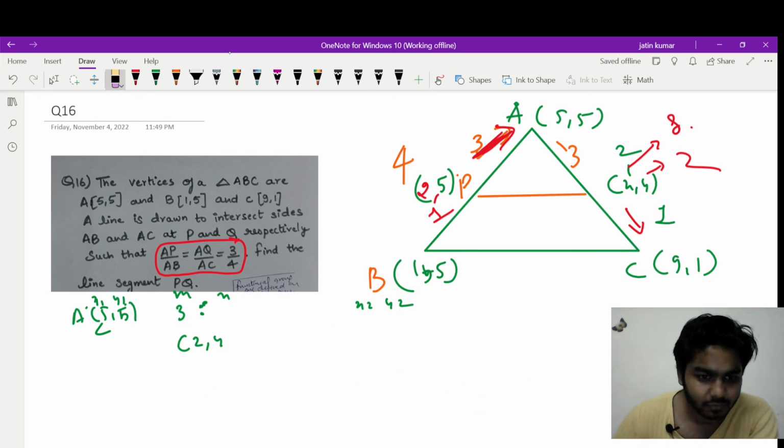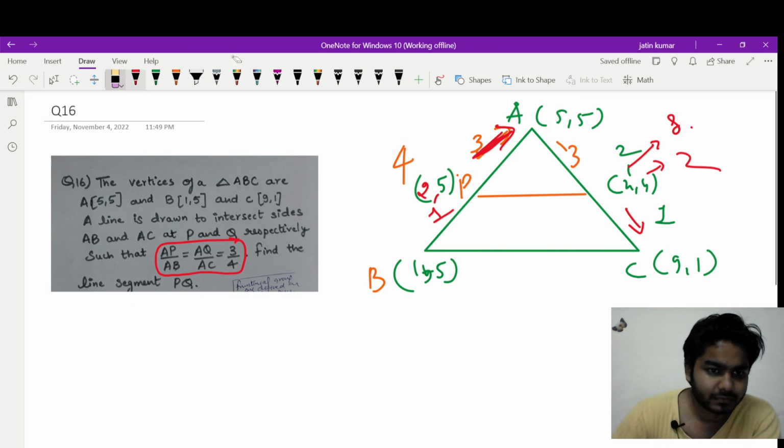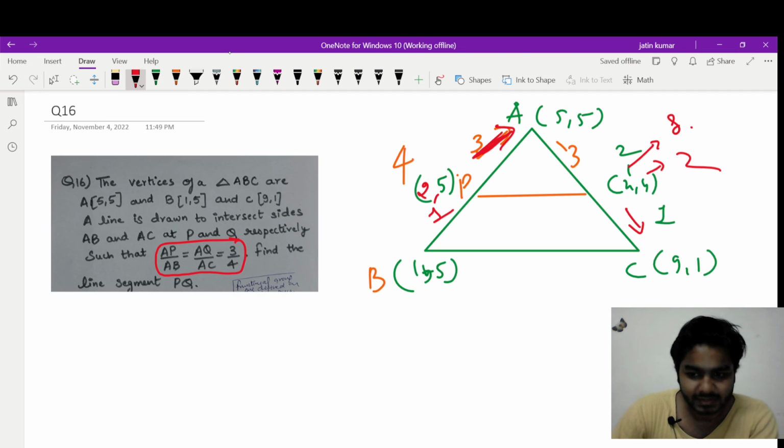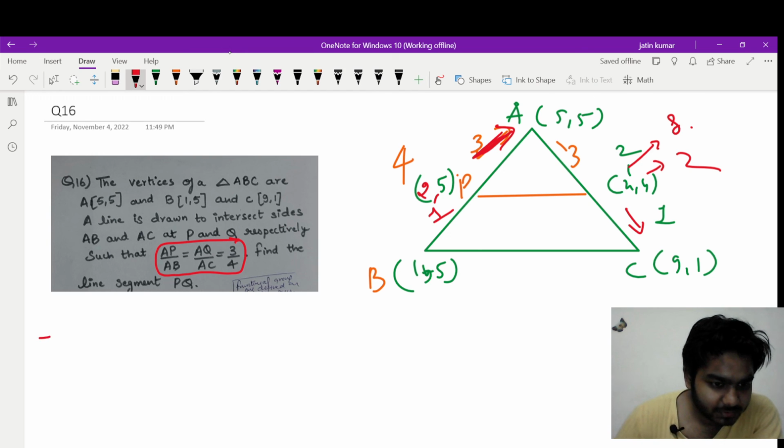So in the book where I picked the question from, the answer is wrong here. In the book the answer was given as (5,2) and here I have got (8,2), and (8,2) is the correct answer. So there is a mistake in the book, and now we need to find PQ.